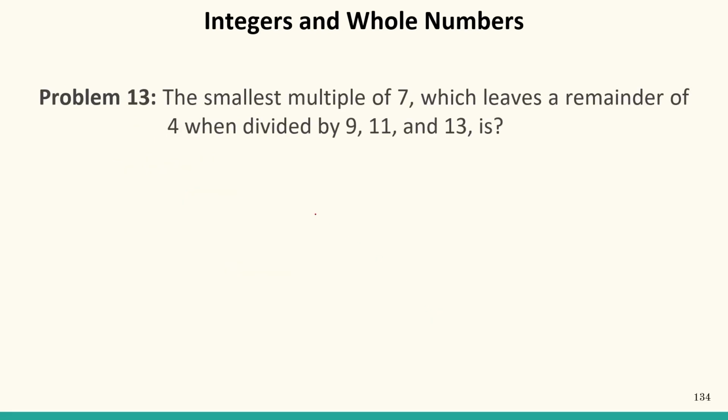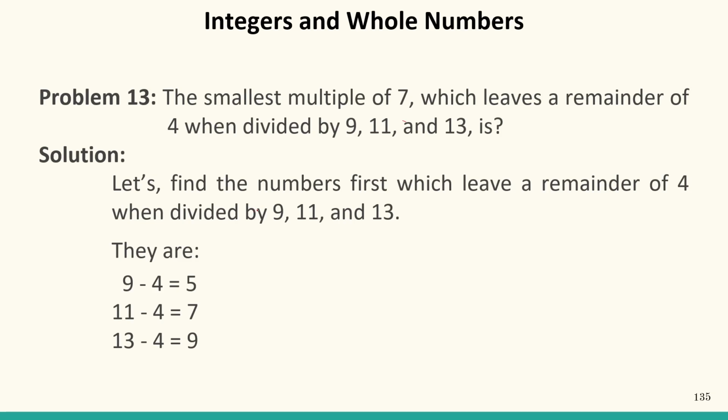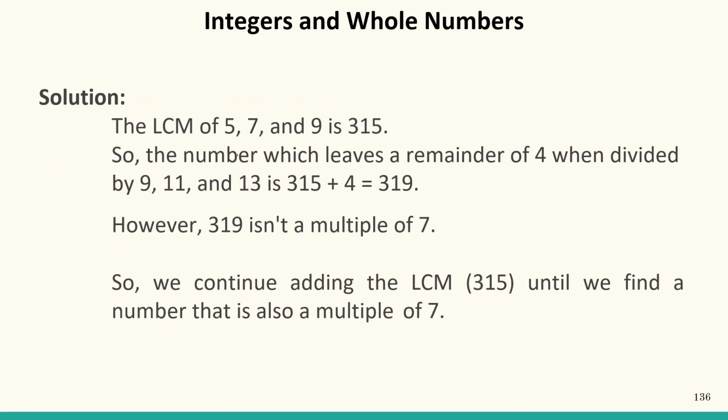Okay. Now let's go forward with problem number 13. The smallest multiple of 7 which leaves a remainder of 4 when divided by 9, 11, 13 is what? So find the numbers first which leave a remainder of 4 when divided by 9, 11 and 13. So 9 minus 4 is equal to 5, 11 minus 4 is equal to 7, 13 minus 4 is equal to 9. Okay, so the LCM of 5, 9 and 7 is equal to 315.